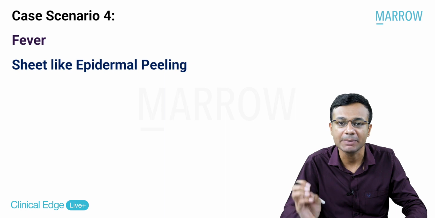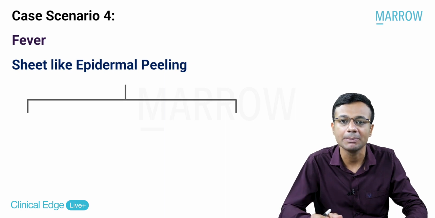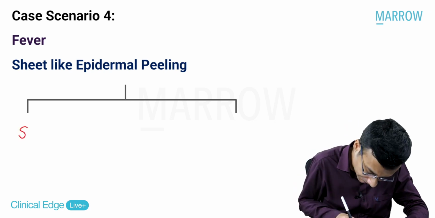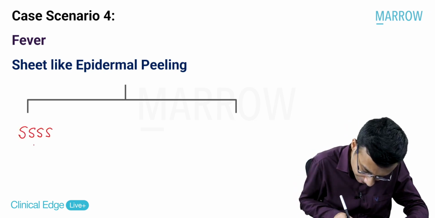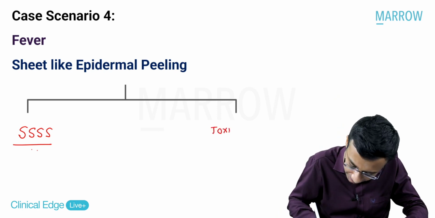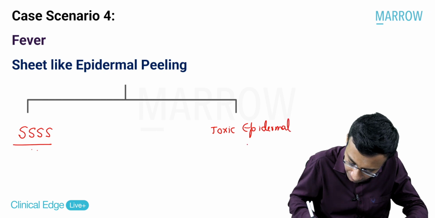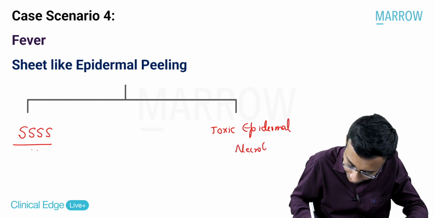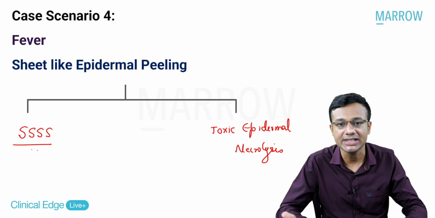So when you get these pickup points, fever with sheet-like epidermal peeling, two important differential diagnoses to consider. Number 1, staphylococcal scalded skin syndrome. And number 2 is toxic epidermal necrolysis. So how are we going to distinguish these two conditions?